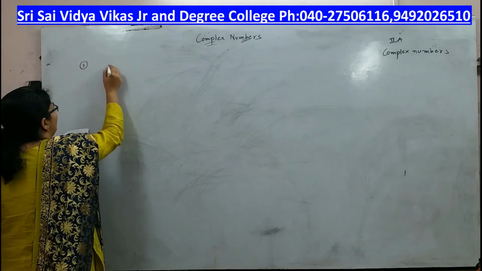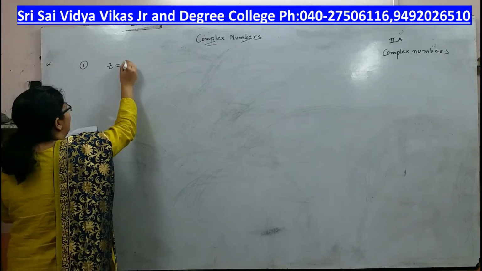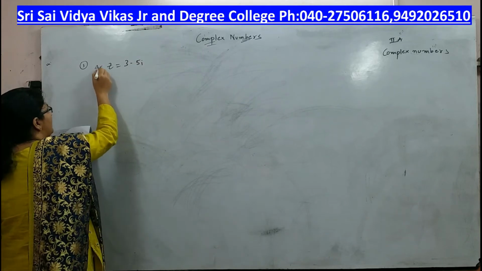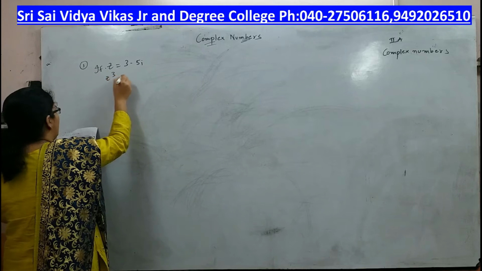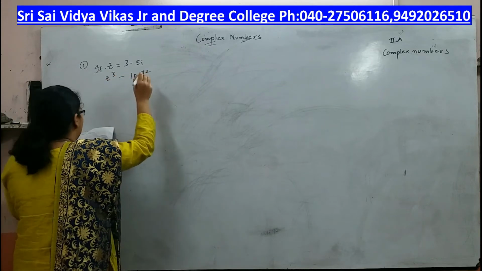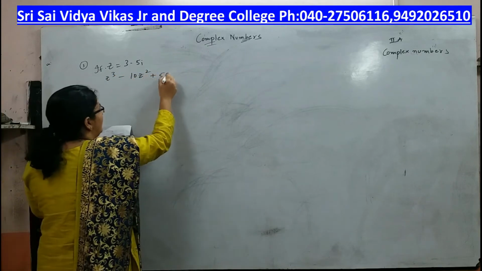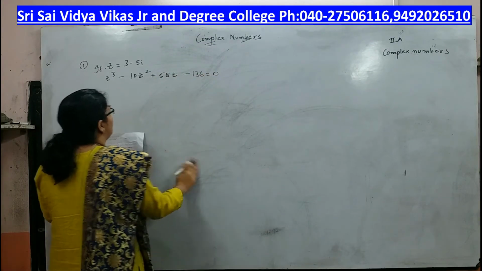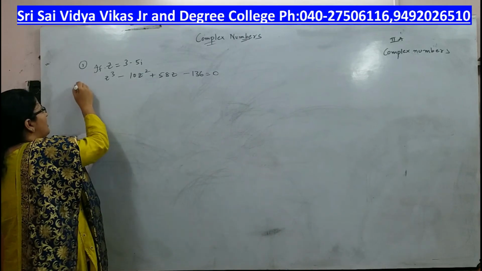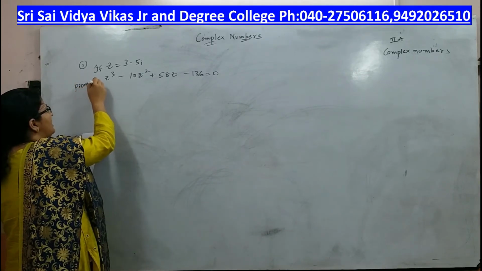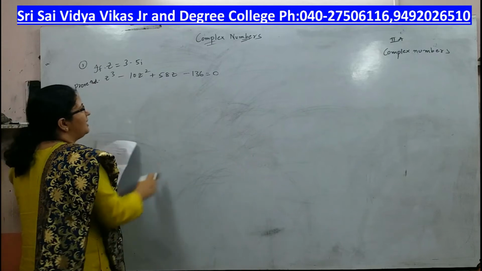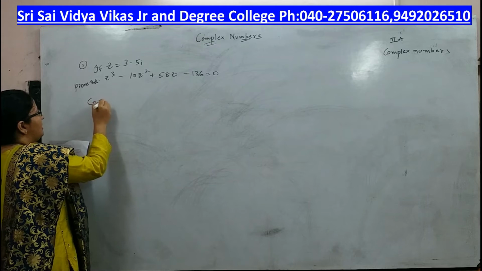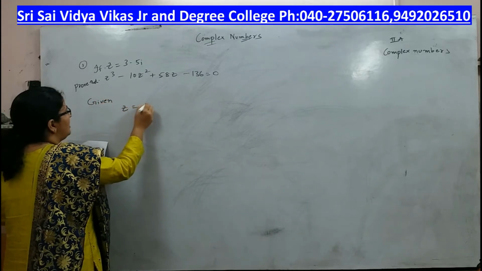First one, z is equal to 3 minus 5i. If z is equal to 3 minus 5i, then prove that z cube minus 10z square plus 58z minus 136 is equal to 0. This is what we need to prove. Prove that z cube minus 10z square plus 58z minus 136 is equal to 0. Now, given z is equal to 3 minus 5i.